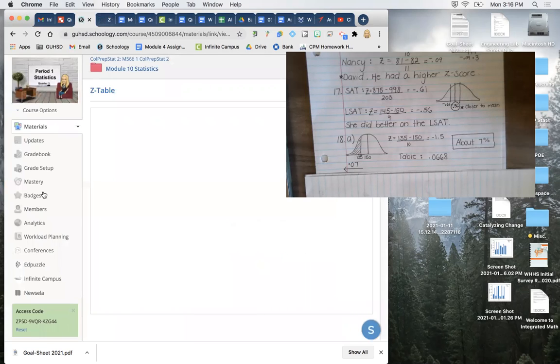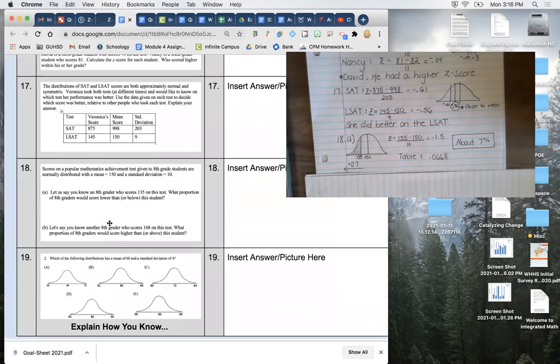But luckily, that's what they were asking for here. It said, what proportion scored lower or below that student? So that 7% is my answer.